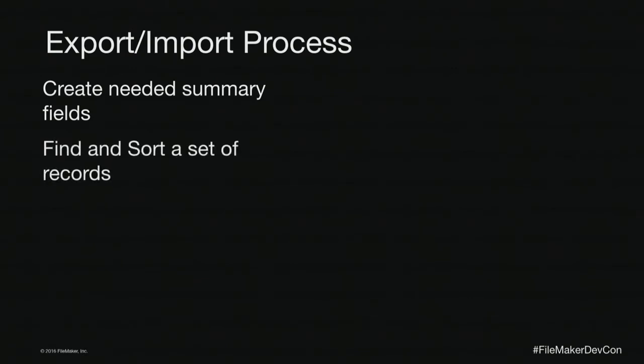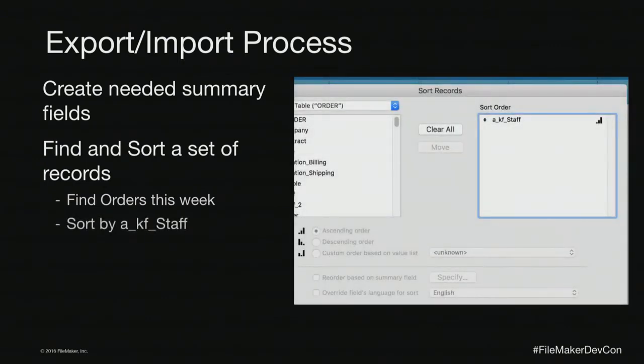And of course, you're going to be finding and sorting a set of records. In my case, I'd be finding the orders for this week because I want to export out the current set of data. I will have already stored in a previous point the information from previous weeks. What I'm trying to do is handle the fact that during the week, I occasionally need to see updated information about the week's information. So I'd be finding the orders for this week, and I'd be sorting them by staff because that's what we're after. And not critical if you can't see that. It's just showing AKF staff being sorted.